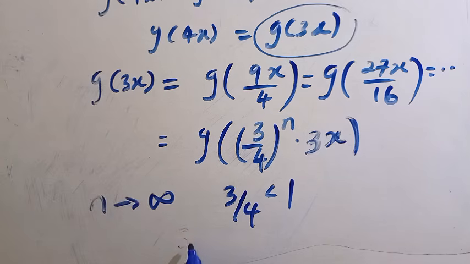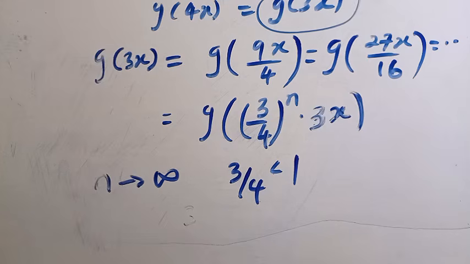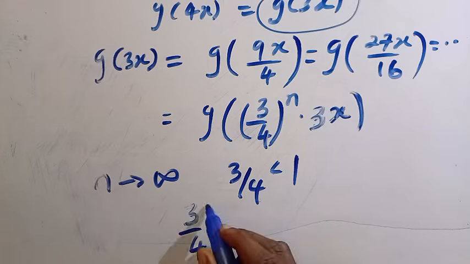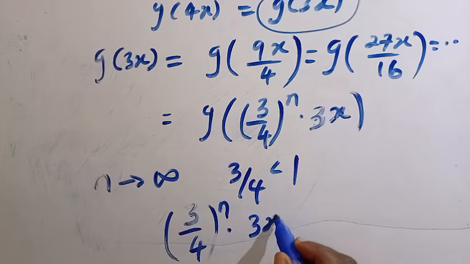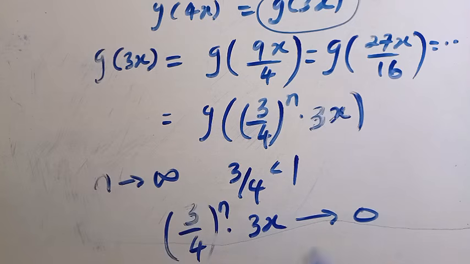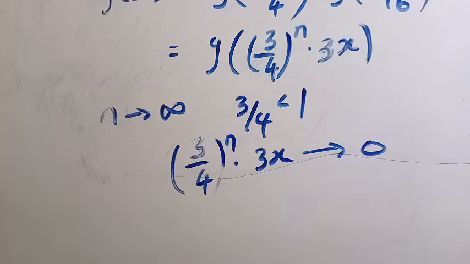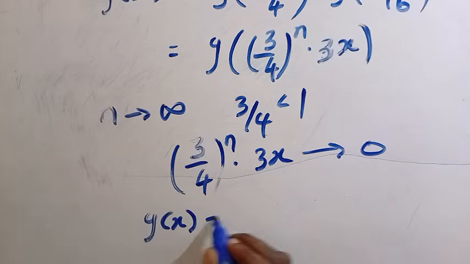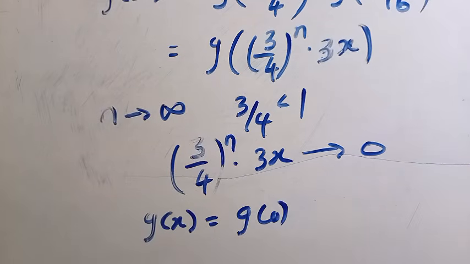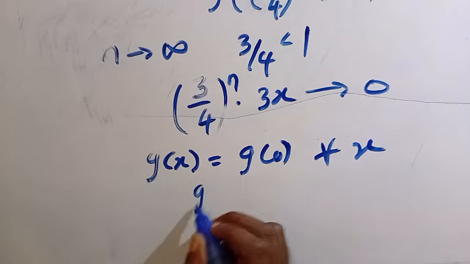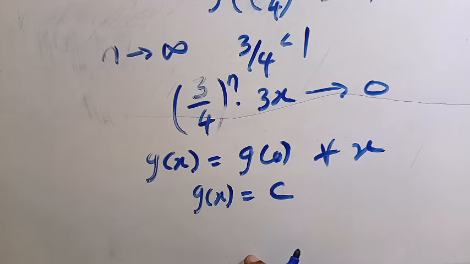That is, 3 divided by 4 raised to the power n multiplied by 3x. This one will later approach 0. And if this approaches 0, it shows that the g here is continuous. And if g is continuous, telling us that for every x, g of x equals g of 0, which is a constant value, and for all x. So therefore, g of x here equals c.